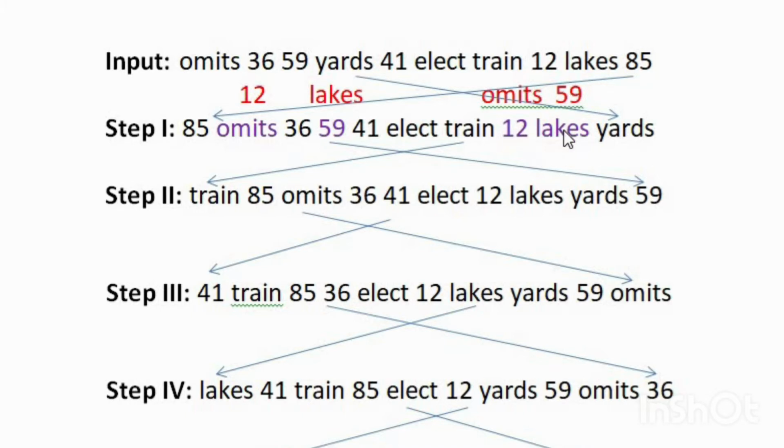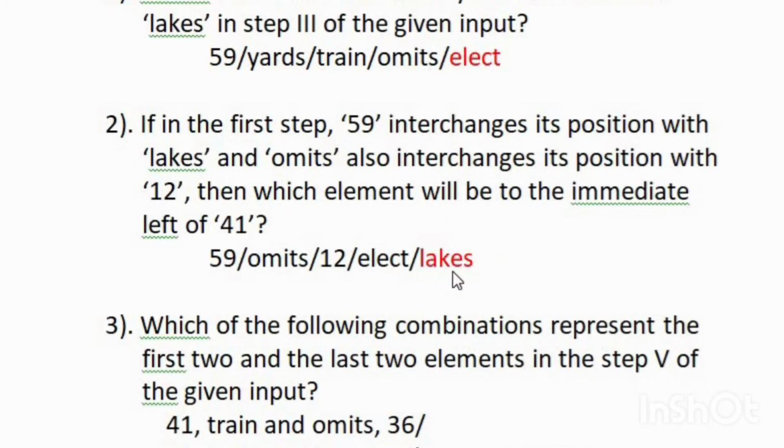So the question is, which element then will be to the immediate left of 41? Immediate left of 41, then it will be lakes instead of 59. So the answer is lakes. So fifth option is the answer. Now going to the third question.